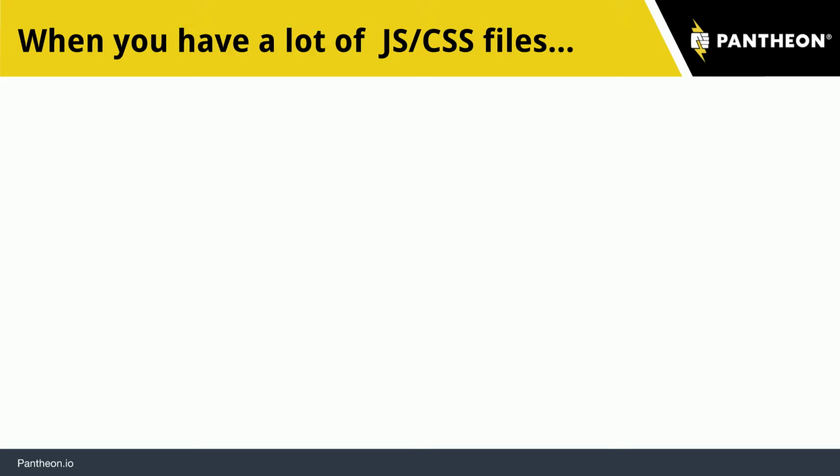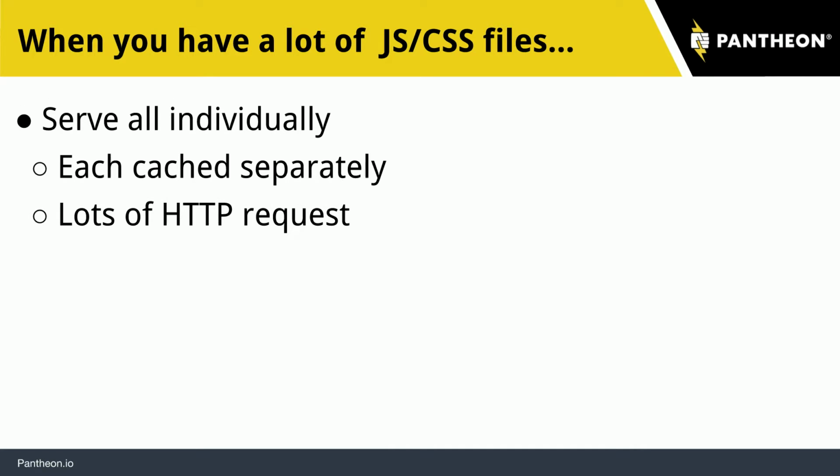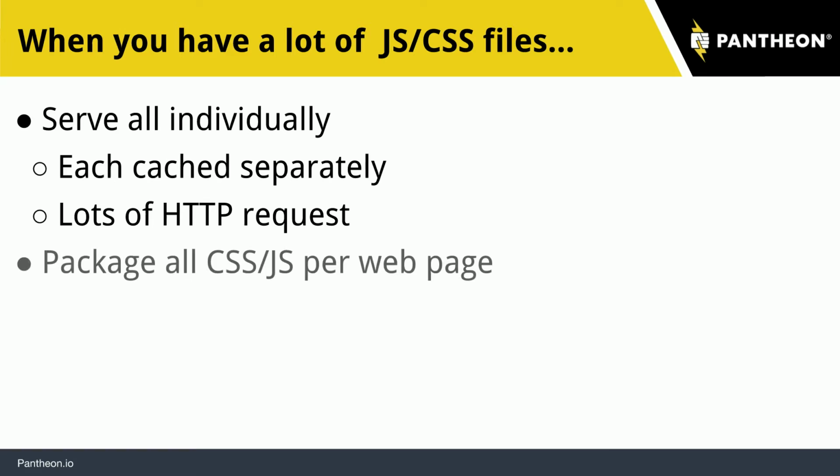Our basic options when it comes to JavaScript and CSS files are that we can serve all of them individually. If you uncheck those aggregate CSS, aggregate JavaScript checkboxes in Drupal core, you're going to serve CSS and JavaScript all individually. Modules and themes are providing a bunch of individual CSS files. You can do that. Each one is cached separately, meaning you could give them really long cache lifetimes with unique caches, but you get lots of HTTP requests, and that's problematic. If you have 30 individual CSS files, making 30 individual requests is going to be problematic.